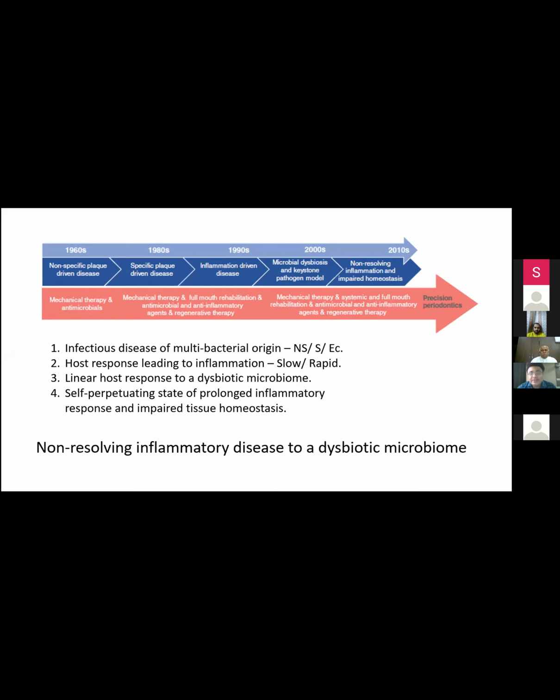Whereas here, SARS-CoV-2 is a very lenient virus. It doesn't kill people. It wants to see around the world. So that's why it is keeping people alive. That's why we have mortality rate at a very low percentage. So that was dysbiosis, Porphyromonas gingivalis, how I connected with SARS-CoV-2, and now the current understanding of the disease. So it's a self-perpetuating state, meaning never-ending state of prolonged inflammatory response and impaired tissue homeostasis.